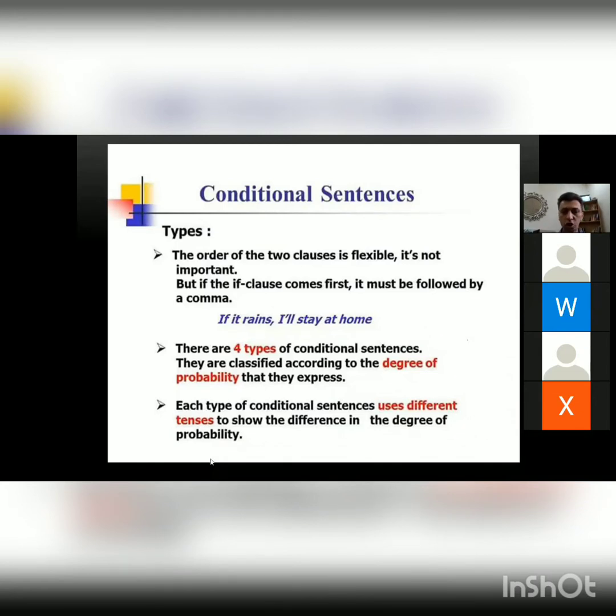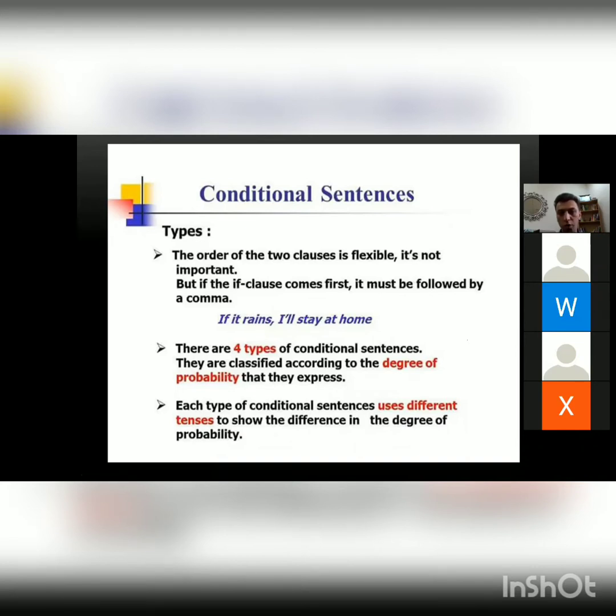Each type of conditional sentences uses different tenses. Okay, so when it comes to grammar, when it comes to the tenses, we have to be careful which kind of tense we use in different conditional sentences to show the difference in the degree of probability. So the tense shows the type of conditional statement and the degree of probability.